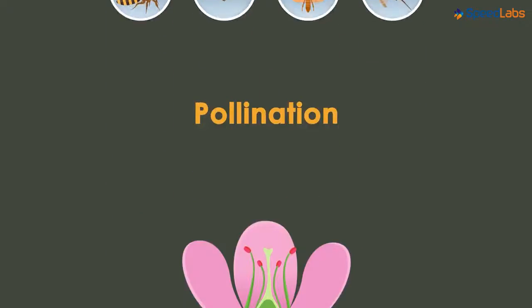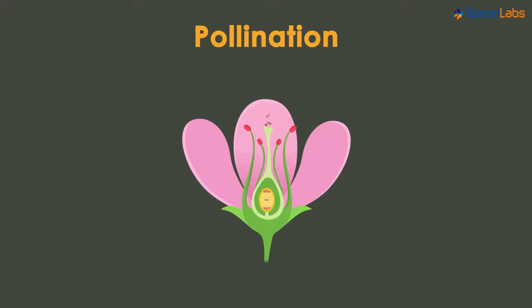The process of pollination makes sure that the pollen grain safely lands on the stigma. But what happens next? Does this lead to fertilization directly? Or are there any intermediate steps? We will answer all these questions in the next video.